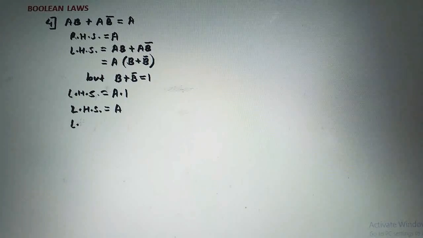So here the LHS is equal to the RHS. So this is the fourth other important Boolean law, that is A dot B plus A dot B bar is equal to A. So this is all about the Boolean laws.